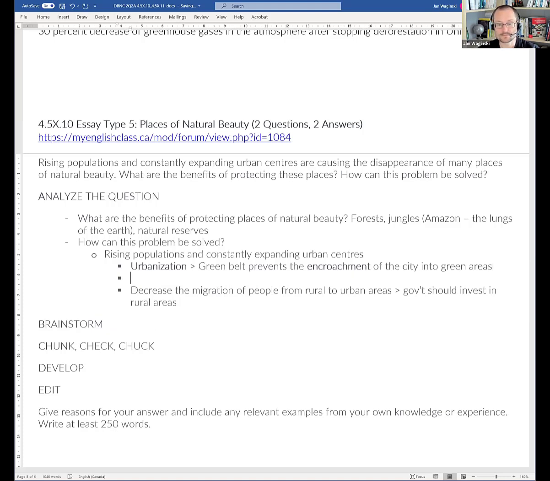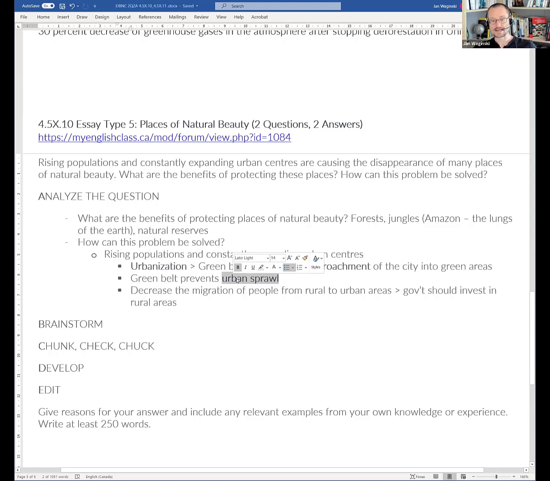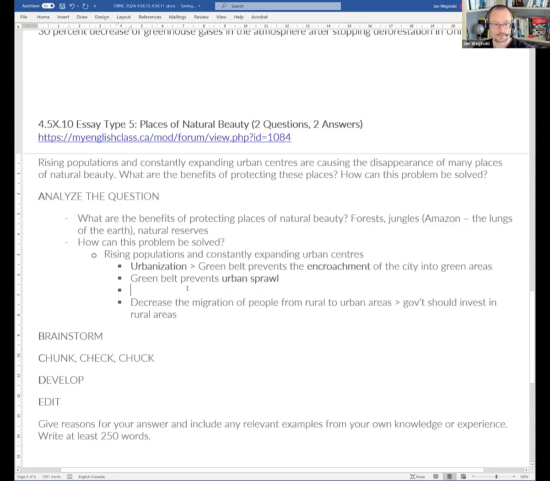Okay, and what is the flip side of the green belt? So the green belt prevents, what does it prevent? Encroachment. Another way of saying this is green belt prevents urban, what was that word? If someone's lying on the ground because they're drunk, they are sprawled. It's another phrase you should use. Urban sprawl means the uncontrollable spreading of things in the horizontal direction. So part of that would be to increase the density of cities.